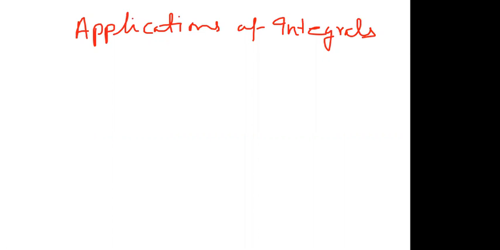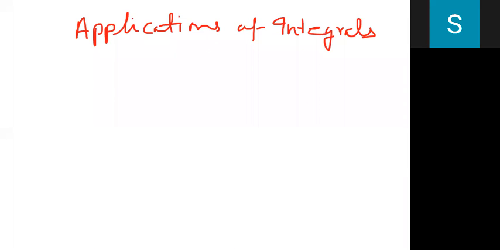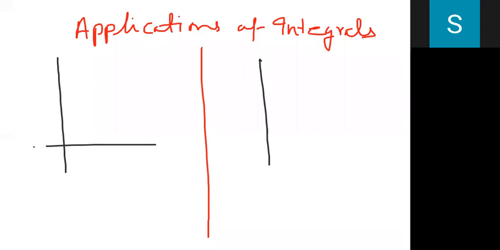We also used to say it as area bounded. In area bounded, we are calculating the area under the given curves. Like I'm showing you two special cases. We can calculate the area under this curve, or we can calculate the area under this curve.